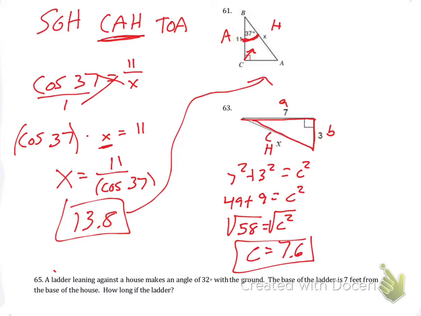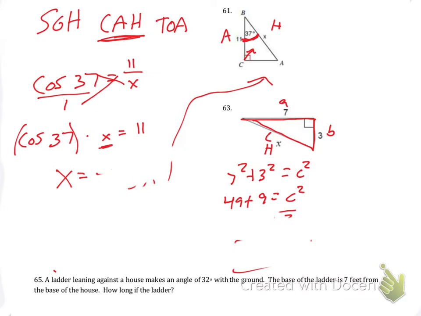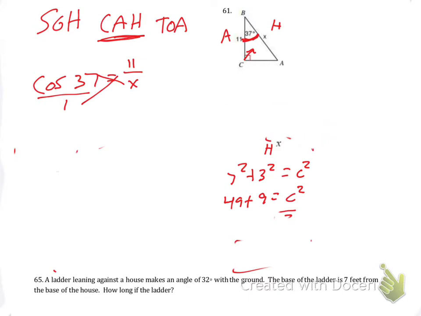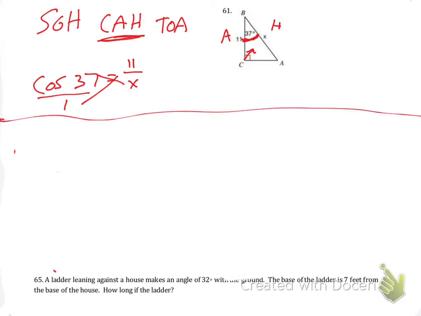All right, I got one more for you. I'm going to erase some stuff just so you can see it. So for 65, a ladder's leaning against a house. So here's my ladder, right? And it makes an angle of 32 degrees with the ground. The base of the ladder is 7 feet away. So this is 7 feet away from the house.